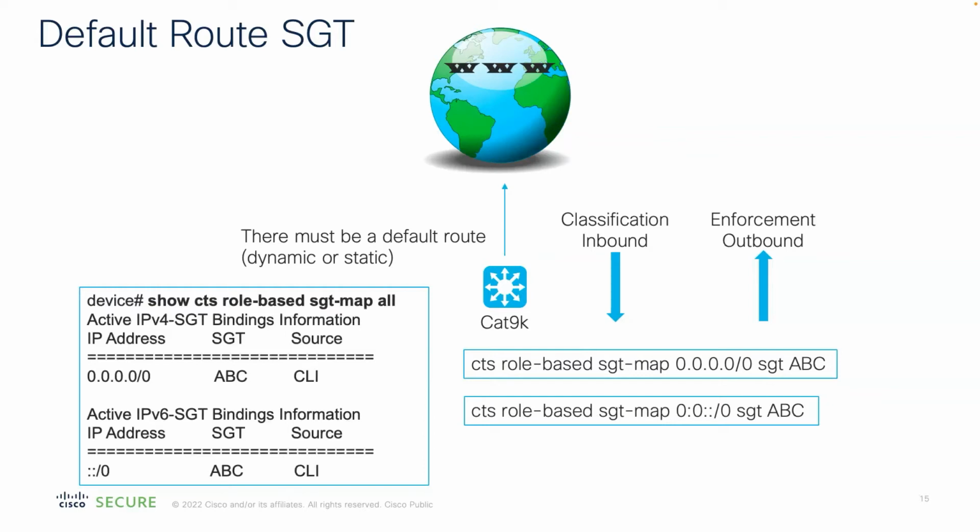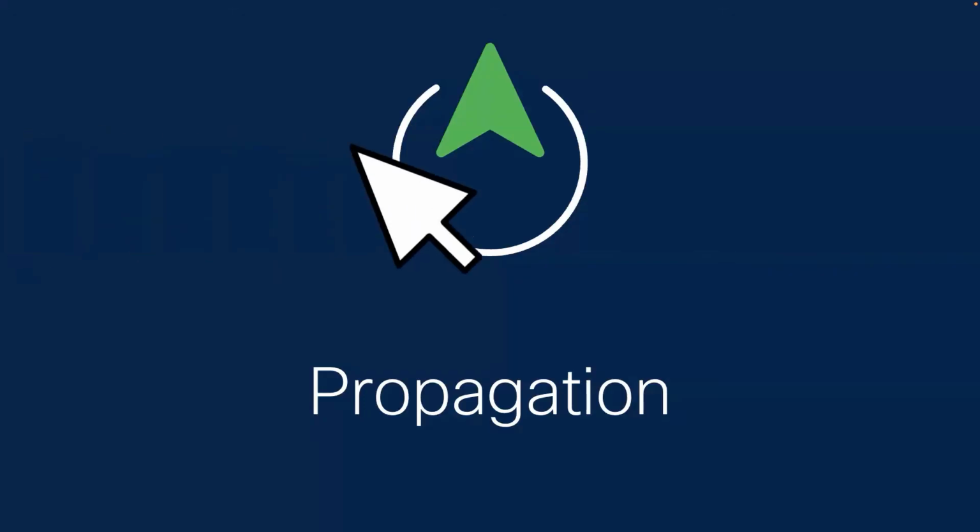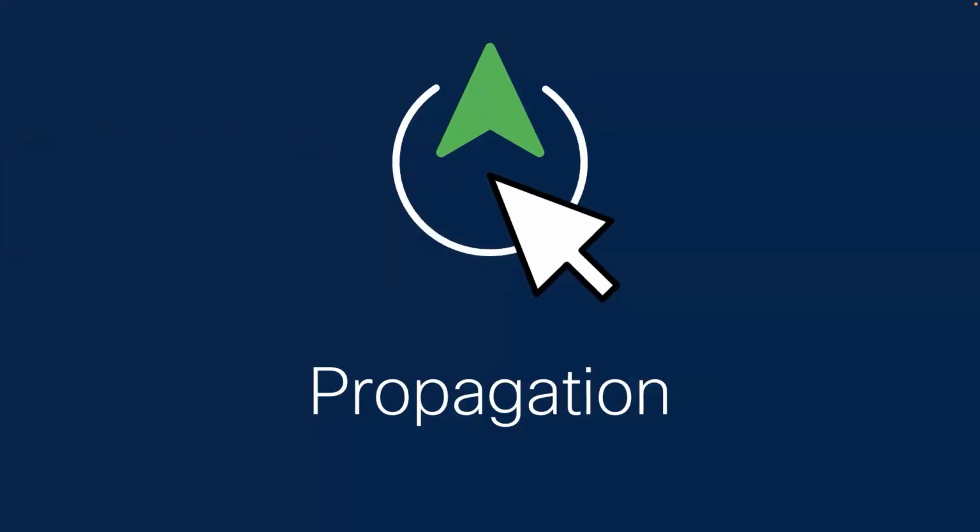So this allows us to classify inbound any of these routes coming in via the default route. We will assign to this SGT, and it allows us to build a policy for outbound to permit or deny based on these mappings. So this is how we can use the default route and the default route SGT to classify or enforce. So that was the classification section.